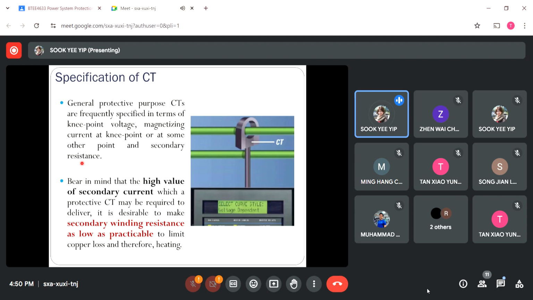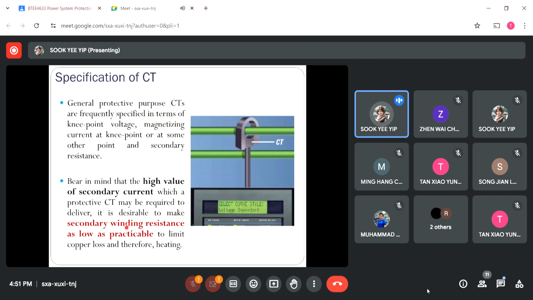So the spec of the current transformer should give you these kinds of parameters: knee point voltage, magnetizing current, as well as the internal winding resistance. Now, whenever we want to measure a high current value, we will apply a protection class current transformer. We have to keep the internal winding resistance as small as possible.